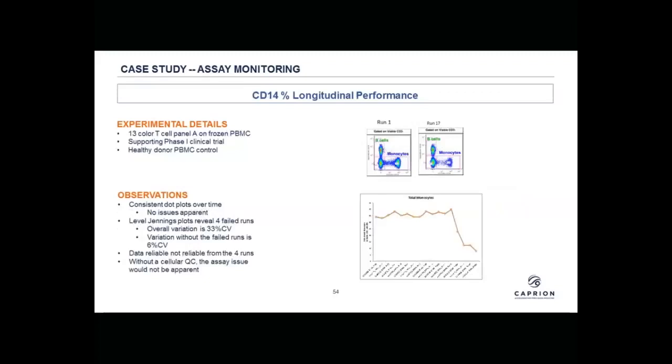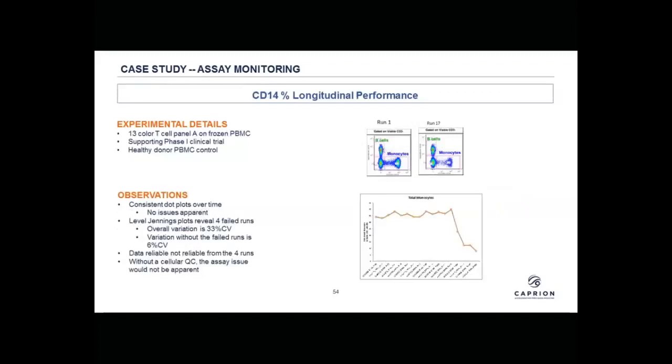So let's look first at run 1 and run 17. At a glance, they both look nice to me. Same level of fluorescence, good separation. Now let's look at the Levey-Jennings. And we see that the last 4 runs here have failed.